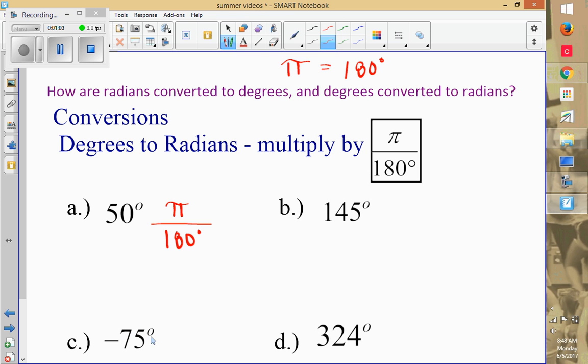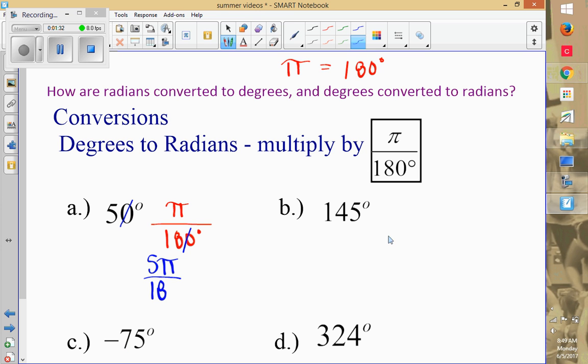So when I do that, 50 and 180 are both divisible by 10. That's how I went down to 18. So if I divide both 50 and 180 by 10, I'm going to end up with 5 pi over 18. And we should get a fraction with a pi in it.